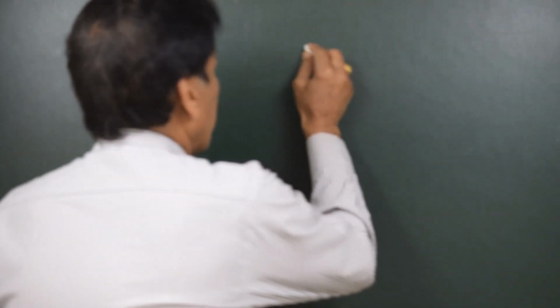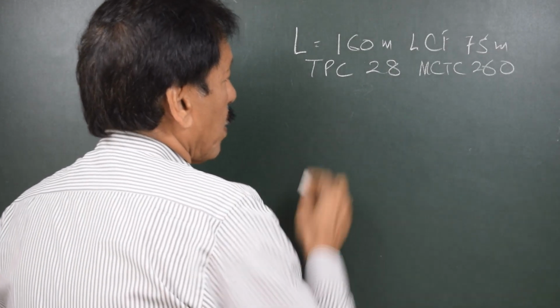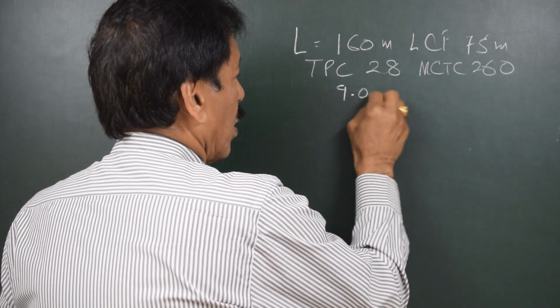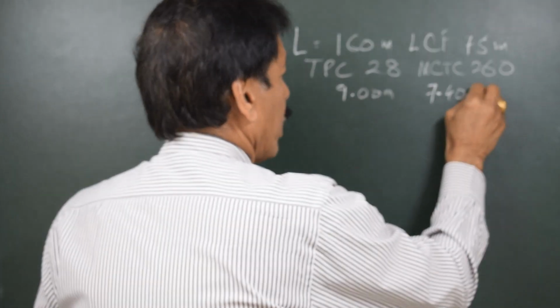So let's take a case where the ship's length is say 160 meters, LCF say 75 meters, TPC 28, and MCTC 260. After damage, what happens is the ship sinks to a draft of 9 meters forward and 7.4 meters aft.